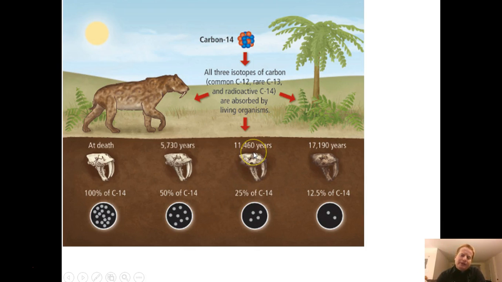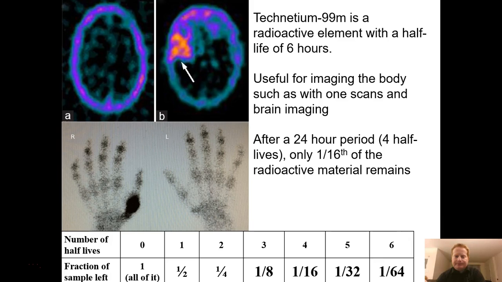After 11,460 years, 25% of the carbon-14 that was supposed to be there will be there. And so, kind of in summary, if we check how much carbon-14 is left versus how much we would expect to be there, we can use its half-life to figure out exactly how old the fossil is. So carbon-14 is a great way to determine how old fossils are.